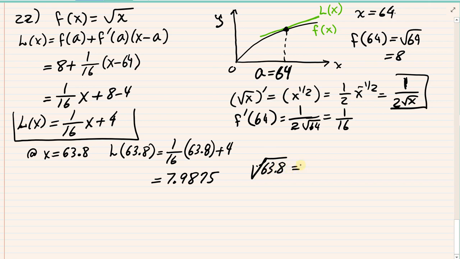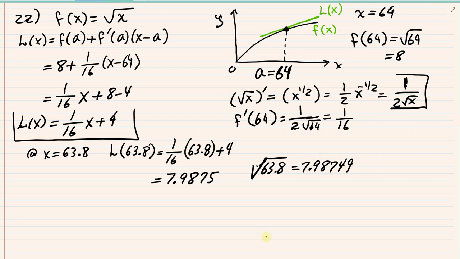Now the actual square root on the calculator, if you do square root of 63.8, that number is going to be 7.98749, rounded to the nearest 100,000ths, carried to 5 decimals. Okay, so it's very close, right? Very close to it. And the reason we have such a good approximation, actually 2 reasons.